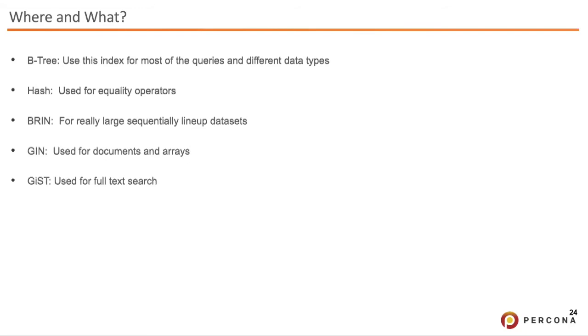There is no way to use a BRIN index if your values are not sequentially lined up with the data set, like your data is not physically aligned with the physical storage. So forget about BRIN. For sequentially lined up data, like dates, serial numbers, page numbers, you can use it. GIN is used for documents and arrays. And GiST is used for text search.